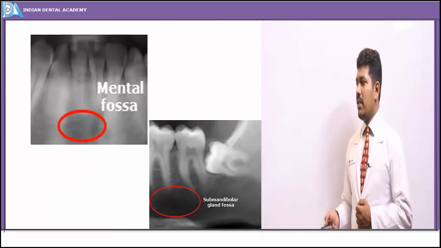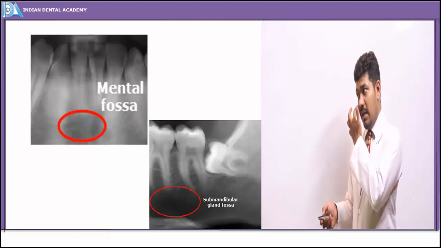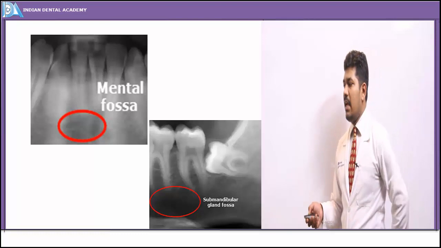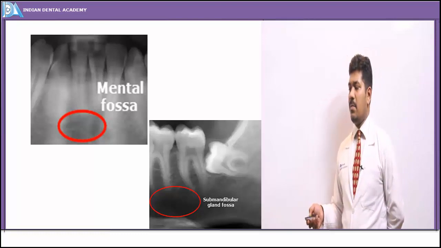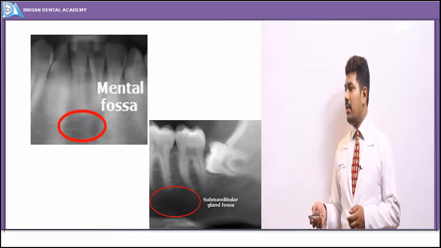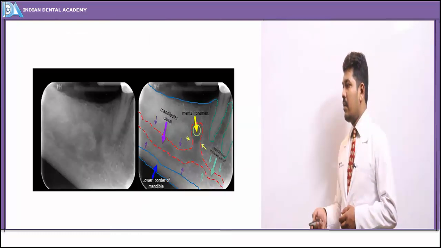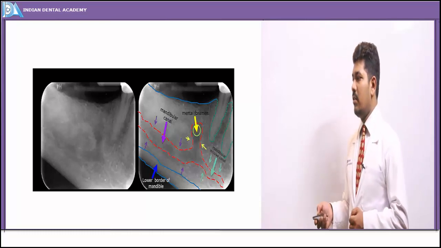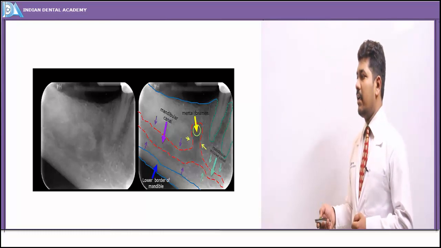Now we have the fossae, the radiolucent structures. In the midline we have the mental fossa. Posteriorly we have the submandibular gland fossa, the place of lodgement of the submandibular salivary glands. Now we have the mental foramen again, which is a radiolucent structure along with the mandibular canal.